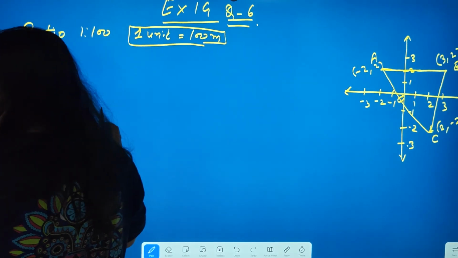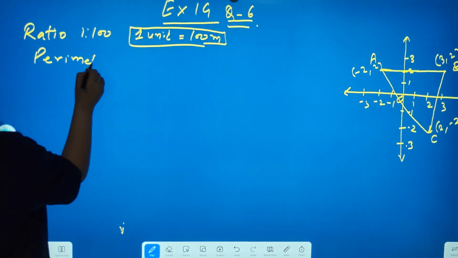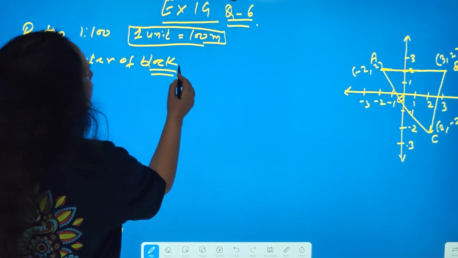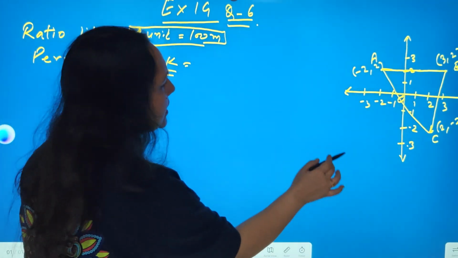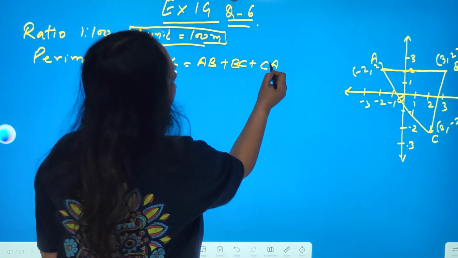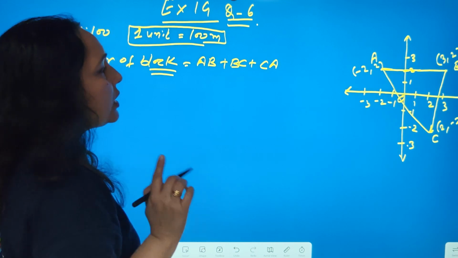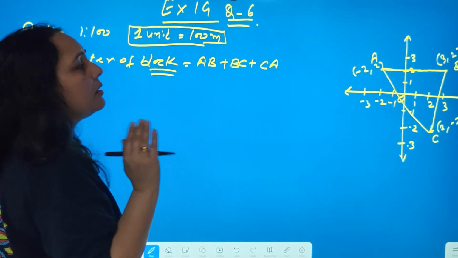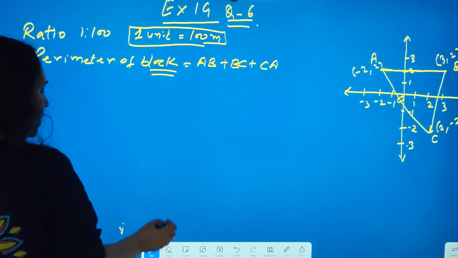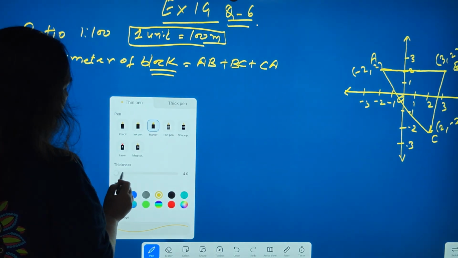Now first of all, you need to find out the perimeter. What is the perimeter of the block? You need to add all its sides. That means AB plus BC plus CA, right? You will add all the 3 sides. If you want to add all the 3 sides, you must know their values, right? So first of all, we'll find out the length of each line segment, right?